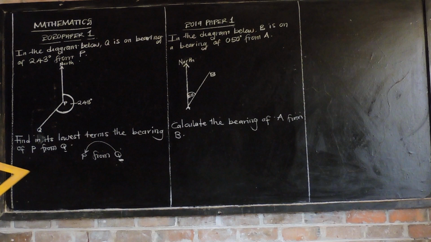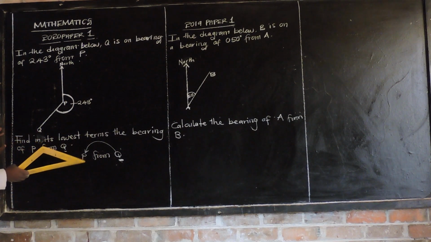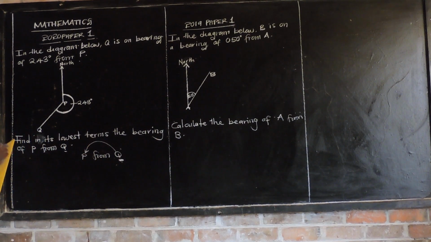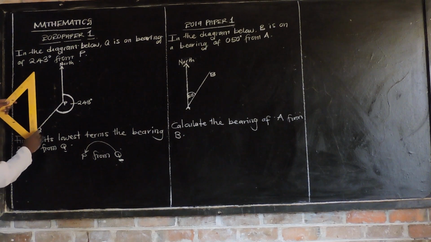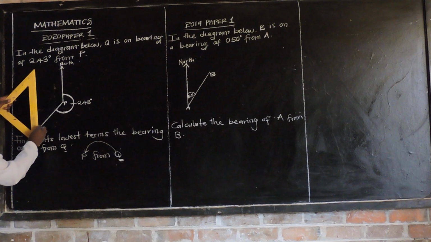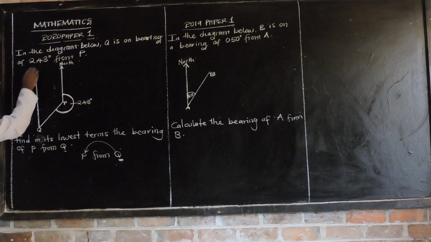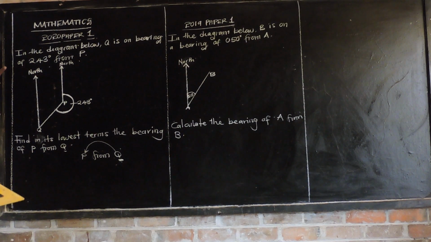Since they are asking us to find the bearing of P from Q, we know we're starting from point Q. So where Q is, you come up with an imaginary north. I'm going to draw a north at Q. This is where I'm starting from, this is my north from point Q.